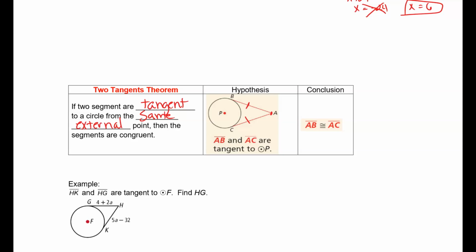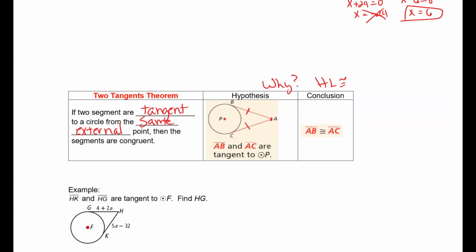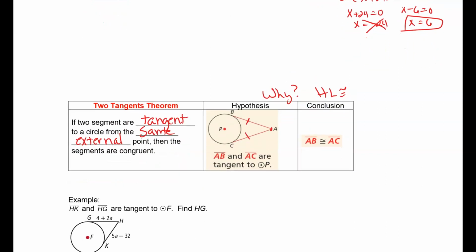How could we actually prove this? And the reason why this works, my friends, is because of hypotenuse leg congruence. So let me show you real quickly. Right now it doesn't want to let me go to my... I love when things don't want to go my way, but hey, we'll throw it in there anyway.